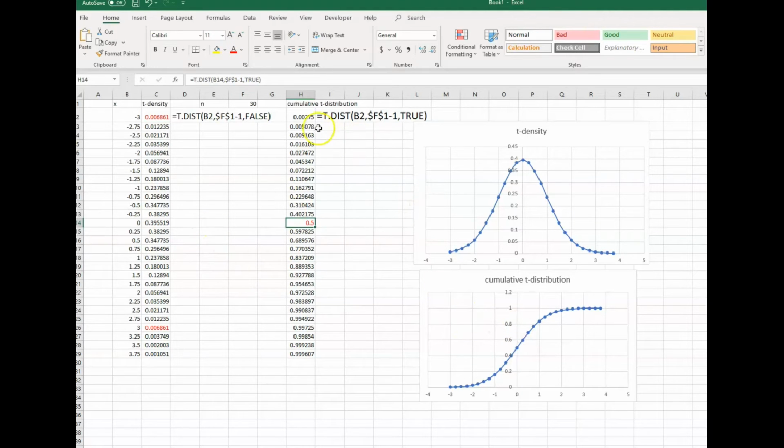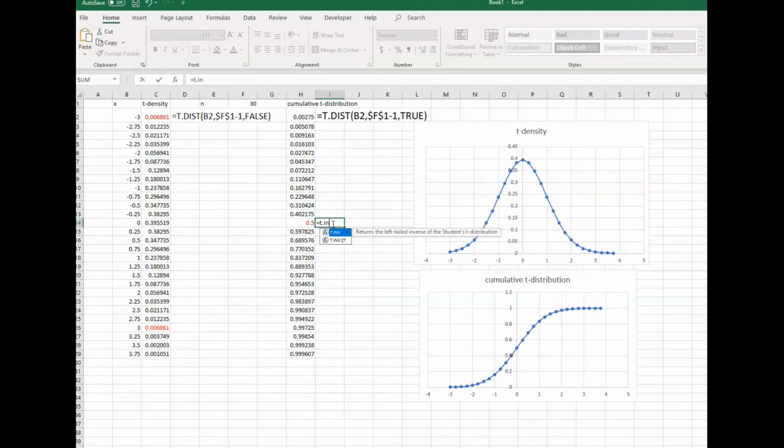When we use T.DIST, we are talking about probability. Suppose we want, so this is 0.5, right? We know the value is 0. So let's look at T.INV. This takes probability and degree of freedom. Suppose the probability is 0.5 and the degree of freedom is n minus 1. Then we get 0.